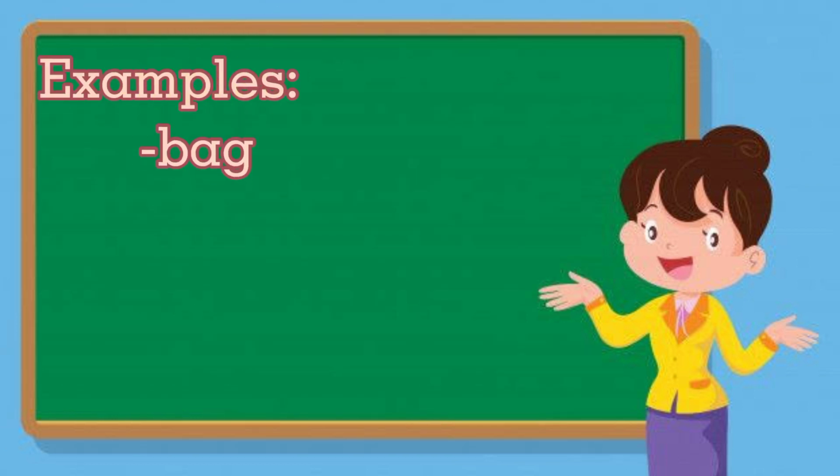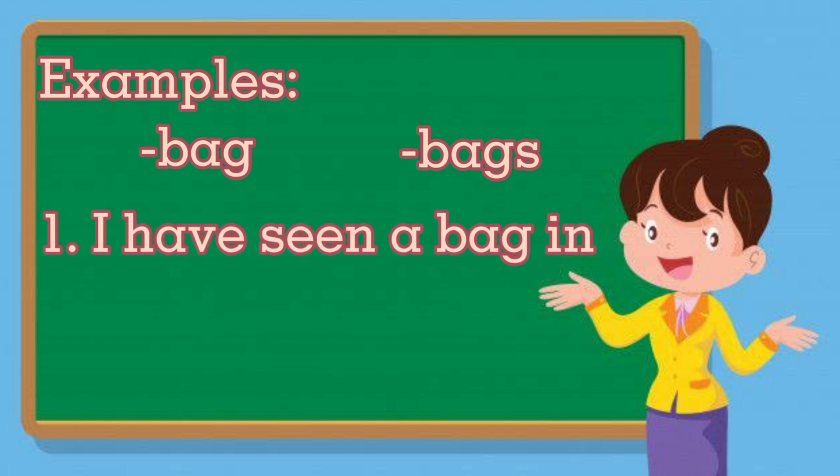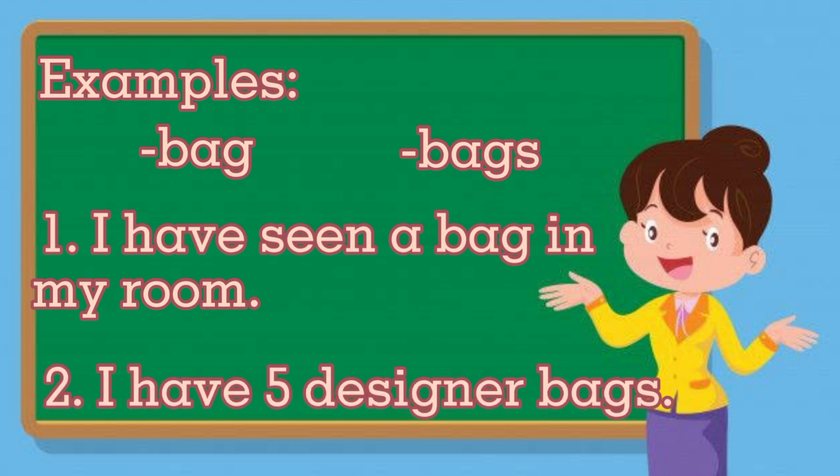Examples, we have the noun bag for singular form and bags for its plural form. As you can see, we have just added s to make it plural. It means more than one. Let's use them in sentences. I have seen a bag in my room. So I have seen one bag in my room. Next, I have 5 designer bags. How many designer bags do I have? Perfect. I have 5 designer bags, which is a plural form for bag.